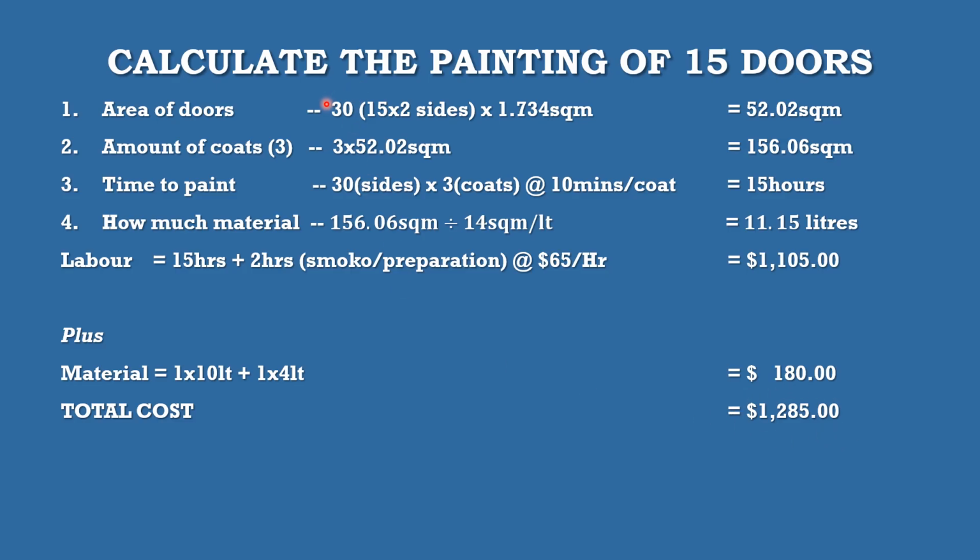Now if you wanted to work out a per door, you can just divide that amount into 30. So if you've got 20 doors then, or 25 doors, you can multiply that one cost per door by the 20 or 30, whatever doors you have.